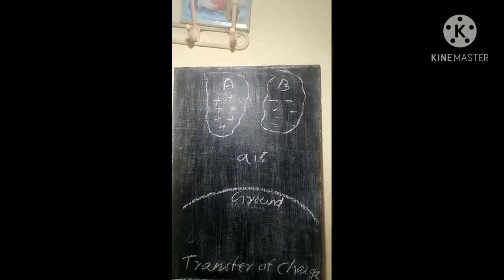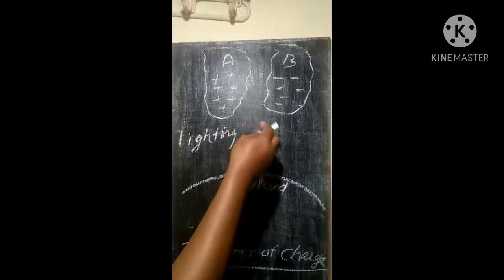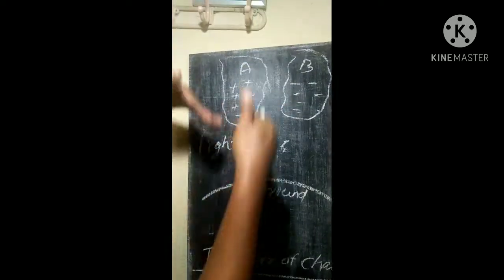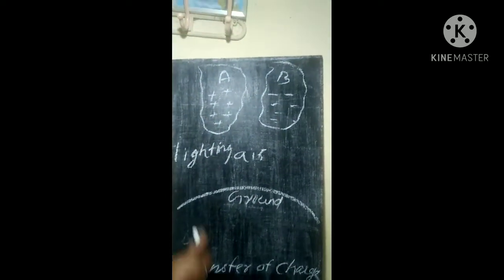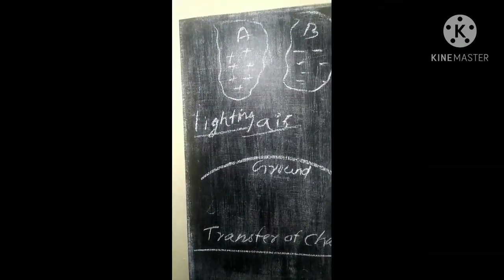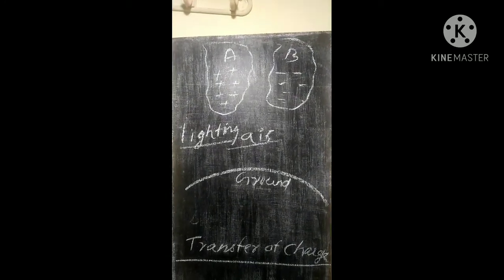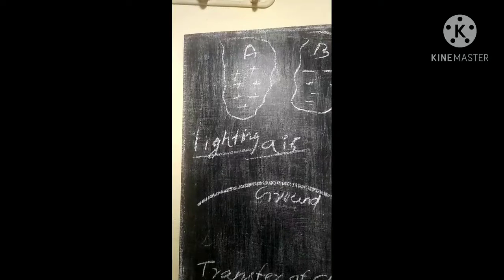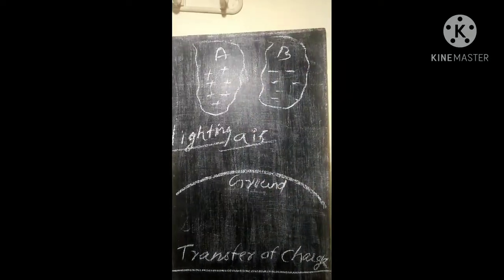And this discharging is called lightning. Lightning is the discharging of charges from clouds to the earth, the charges moving from up to down, from the cloud to the ground. This is how lightning occurs. Lightning is always followed by a great sound. What is the name of that sound? Thunder. So lightning is always followed by thunder.